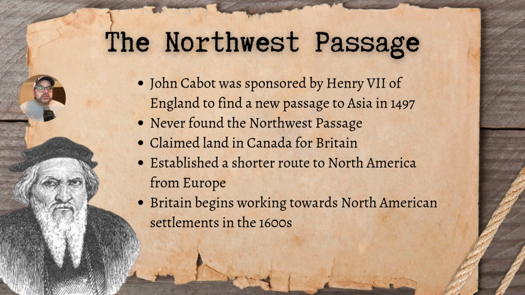That brings us to John Cabot, who was an Italian explorer who actually is named Giovanni Caboto. He left Italy and looked to King Henry VII of England for financing for a voyage to find what would become known as a Northwest Passage to Asia. Now, he doesn't succeed in finding a new route to Asia, but he does claim land in Canada for Britain. And he establishes a much shorter northerly route from Europe to North America.